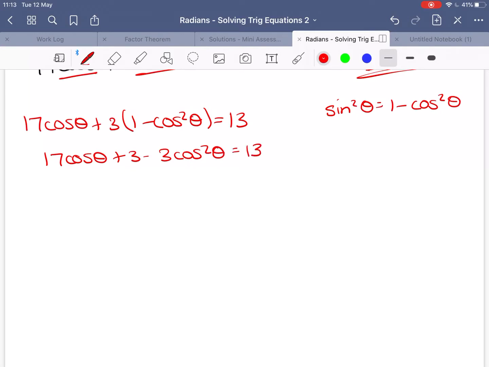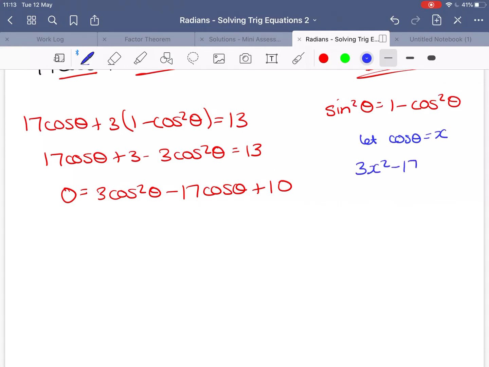It's a quadratic, need to make it equal to 0. I like to have positive cos squareds or x squared, so I'm going to take everything to the right hand side and I'm going to end up with 0 equals 3 cos squared theta minus 17 cos theta, plus 10. Okay, so again I'm going to say let cos theta equal x. So my quadratic becomes 3x squared minus 17x plus 10 equals 0.